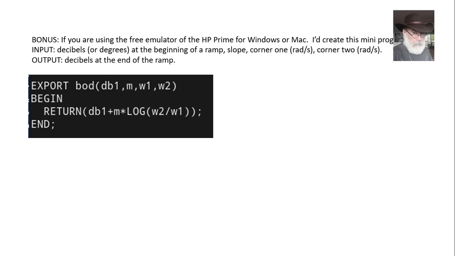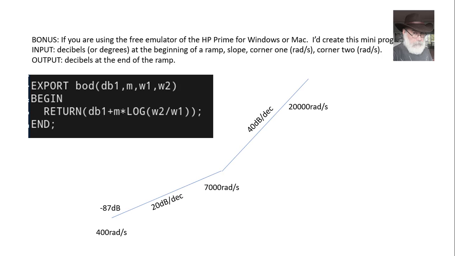Of course, you can use the same routine if you're working with phase Bode plots. In that case, you enter what is the phase at the beginning, you get what is the phase at the end. An example here. In this approximated plot, we know that the decibels at 400 radians per second at the bottom left are negative 87 decibels. What are the decibels at 7 kiloradians per second?